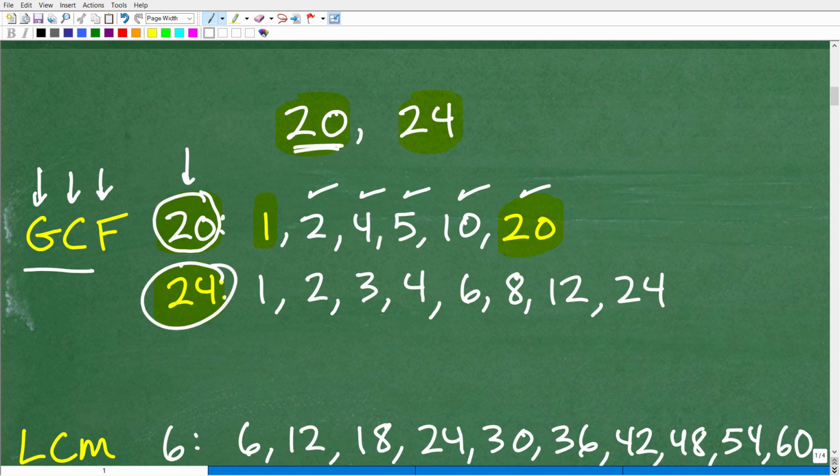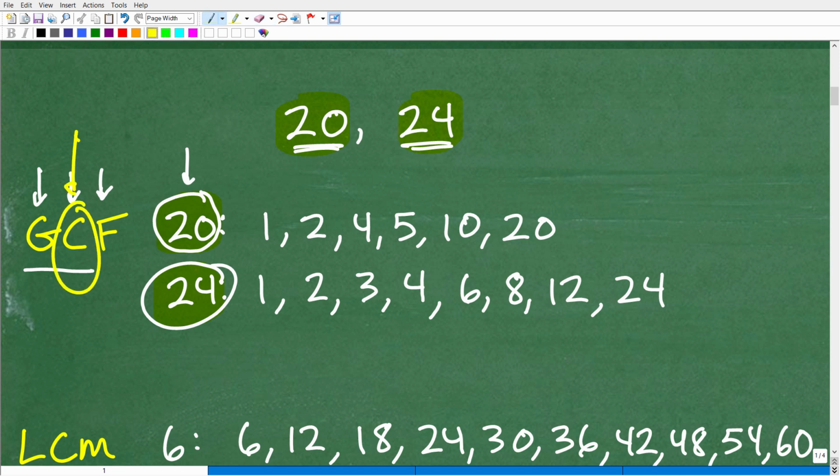Okay, let's take a look at 24, and let's list all the factors of 24. Again, 1 is going to be a factor of 24, and 24 is going to be a factor of 24. Then we have 2, 3, 4, 6, 8, because 6 times 4 is 24, 8 times 3 is 24, 2 times 12 is 24, and 1 times 24 is 24.